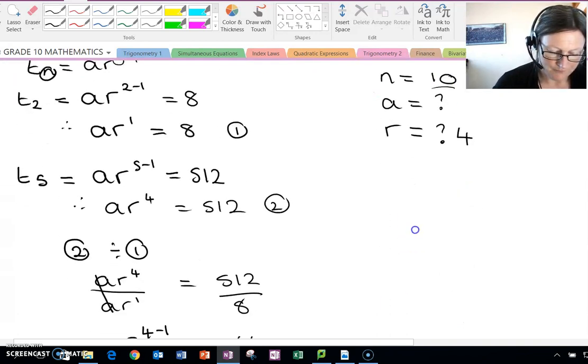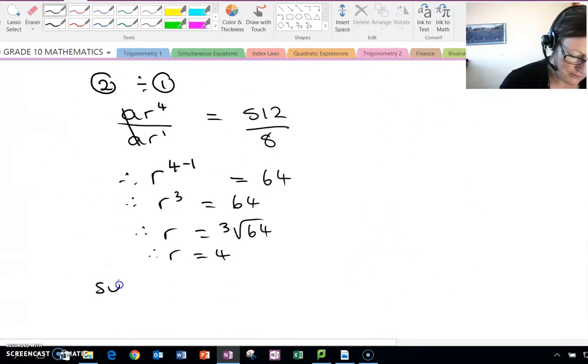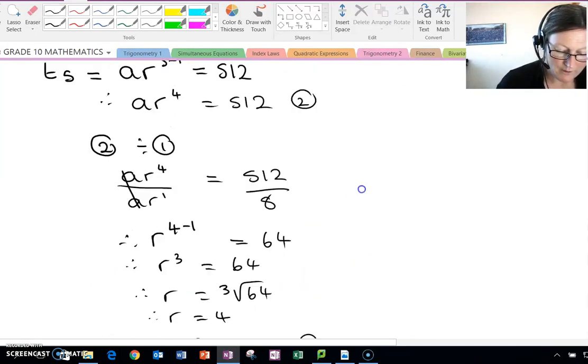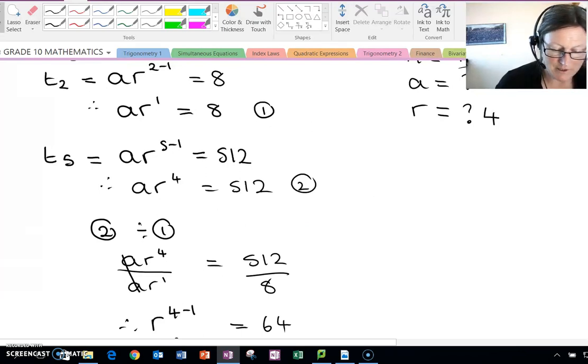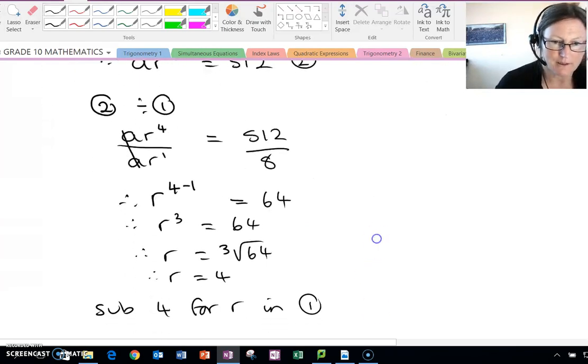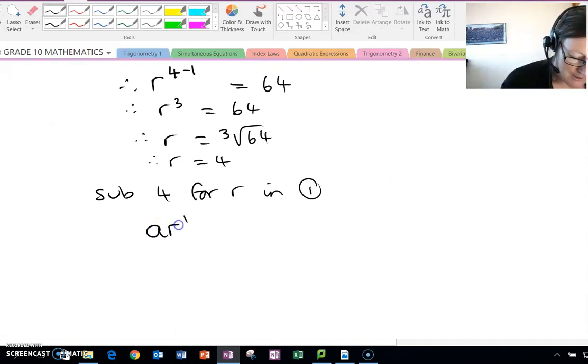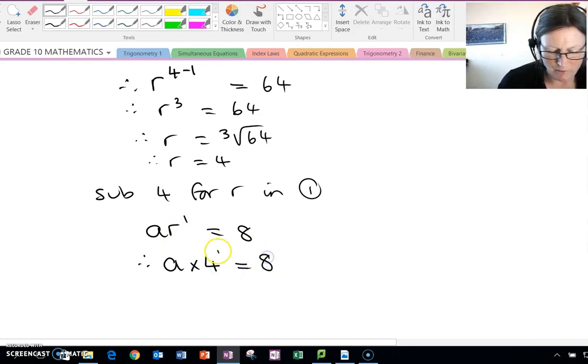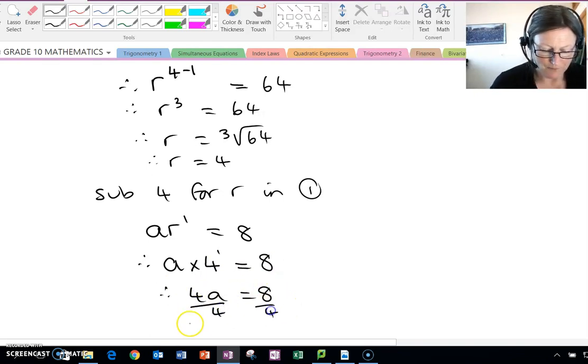R is 4. If I substitute 4 for R, and I'm going to do that in equation 1, so going back up to equation 1, A R to the power of 1 is equal to 8. So in other words, A times by, remember, now R is 4, A times by 4 is equal to 8. I don't need to put the power of 1 there, but I can. So in other words, 4A is equal to 8. Divide by 4, divide by 4. Therefore, we have found that A is 2.